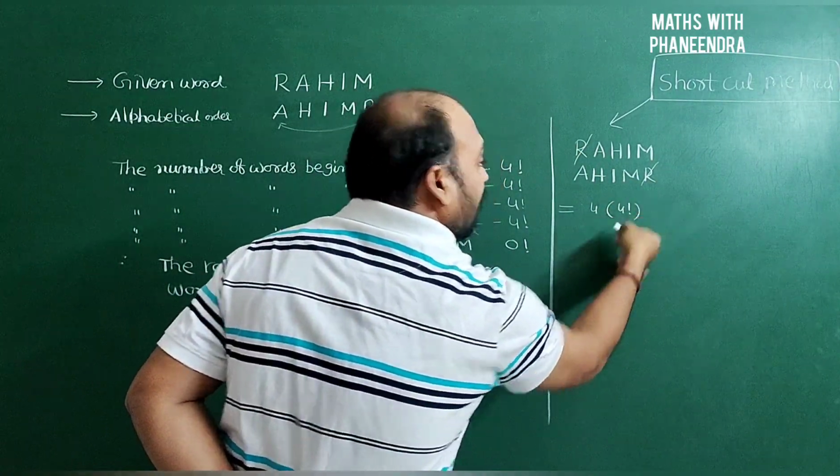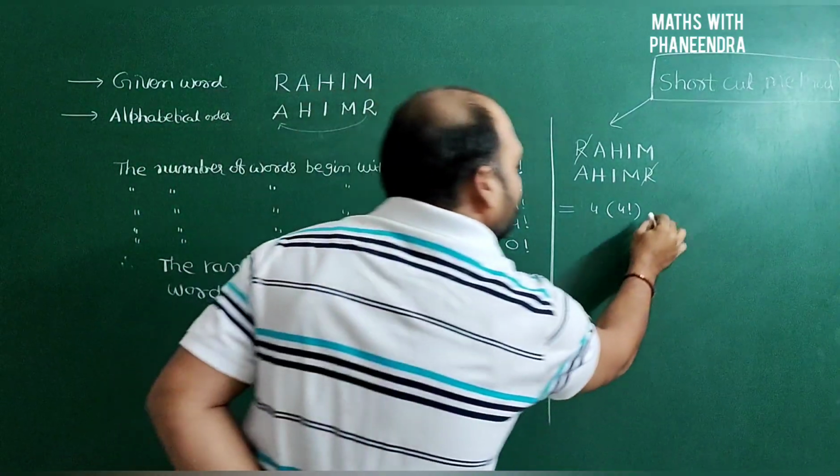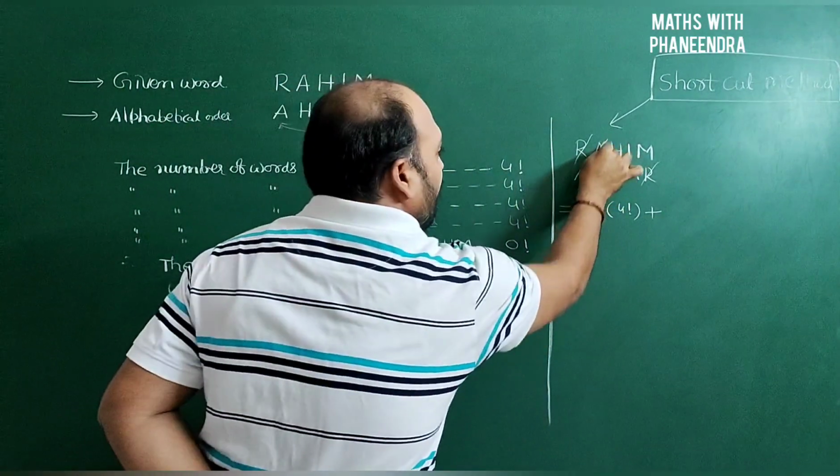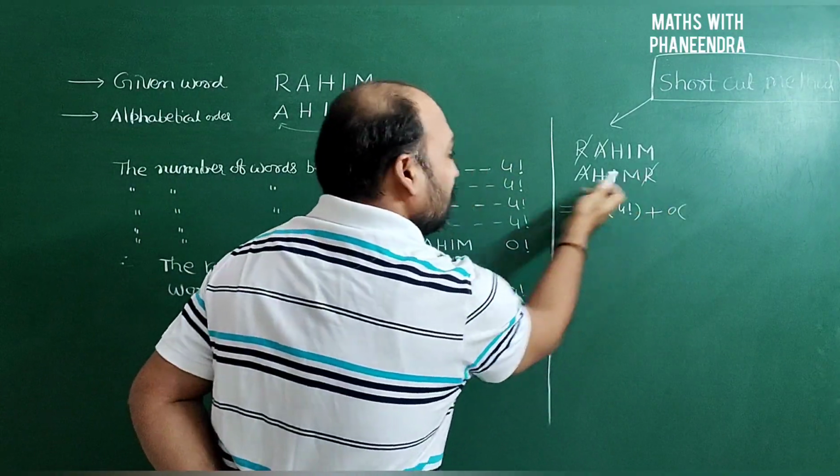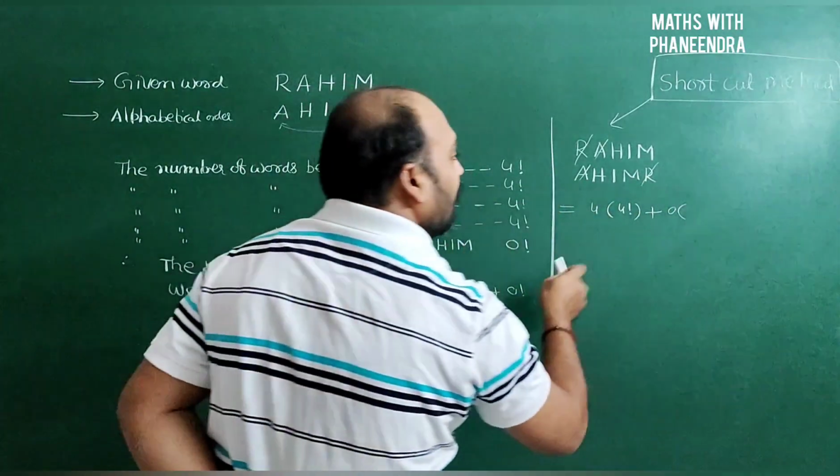That can be written as factorial terms. Plus, next, A gets cancelled. Before that, no element is there, so 0. Don't consider this. Only whatever elements are there before, only those will be considered.